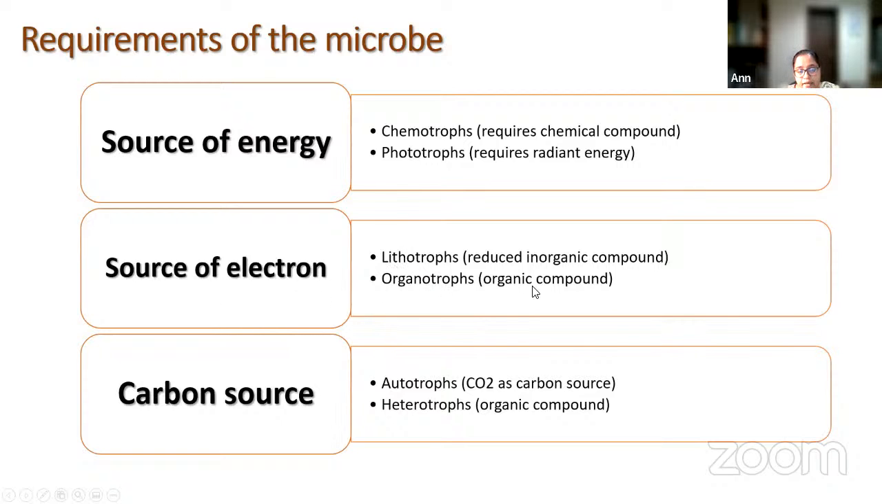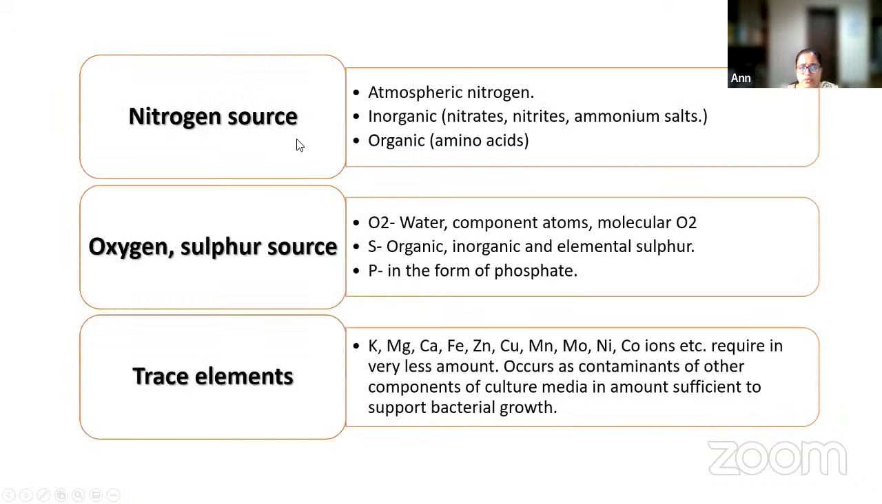Either organic compounds can be sources of electrons, or lithotrophs, that is, reduced inorganic compounds, are needed for growth. Then you have the carbon source. Heterotrophs can grow on organic compounds, or if you have autotrophs, you need to supply carbon dioxide as a carbon source. Then the nitrogen source. Can it survive on atmospheric nitrogen? Does it need inorganic nitrates, nitrites, ammonium salts, or does it have a requirement of organic amino acids? Oxygen and sulfur sources are also important.